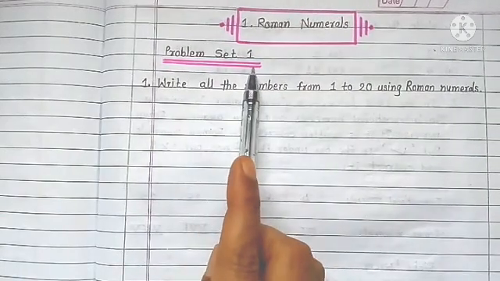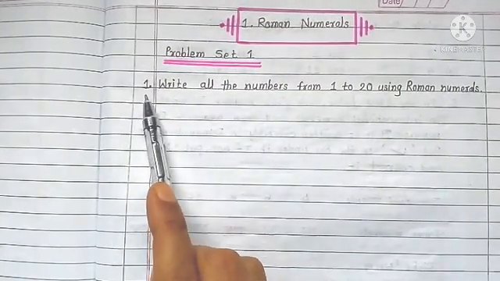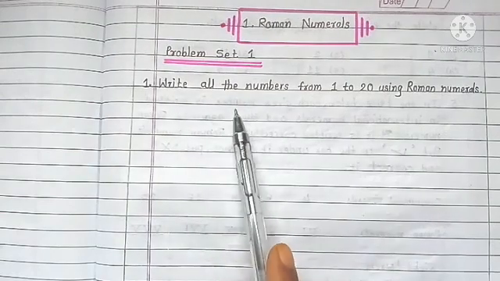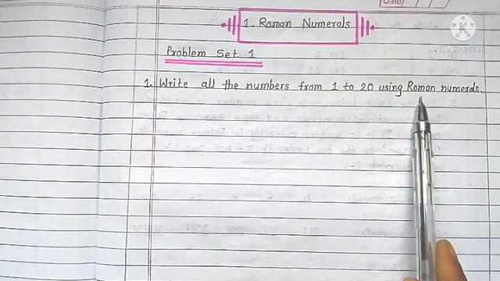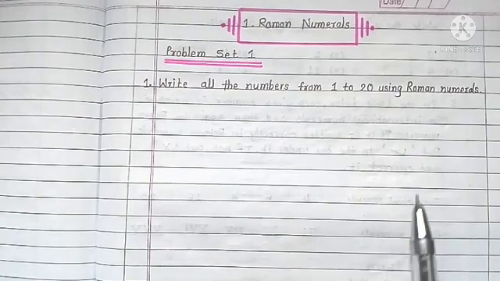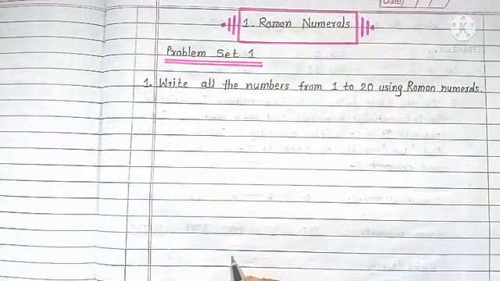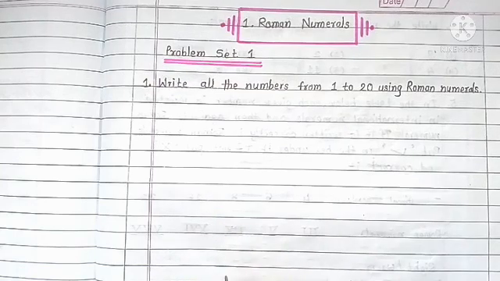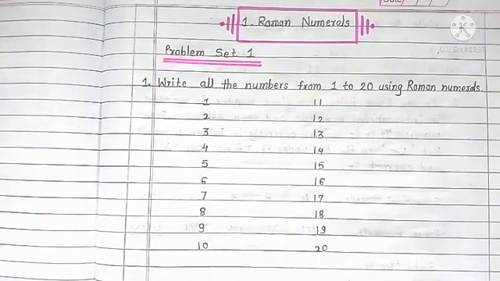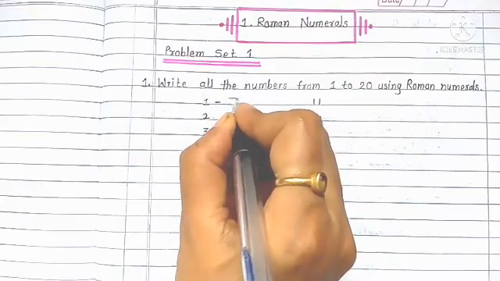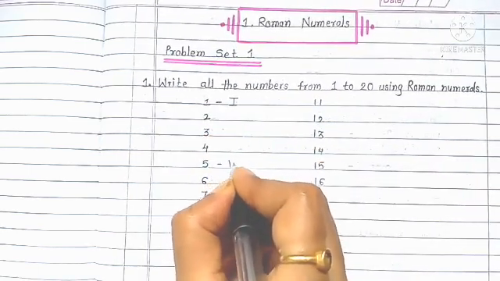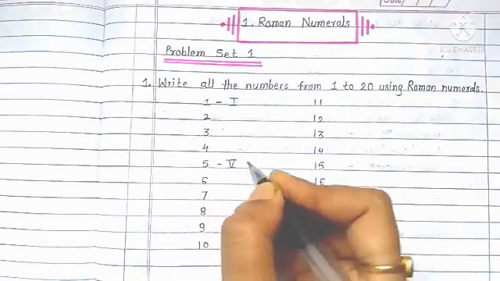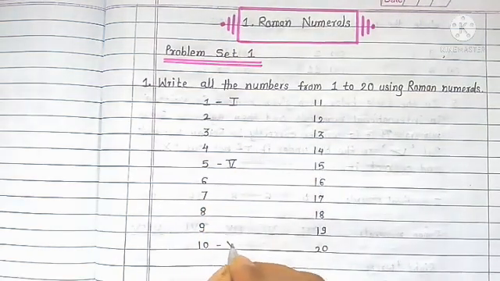Problem set 1. Question number 1. Write all the numbers from 1 to 20 using Roman numerals. For that, you first write the numbers 1 to 20. For 1, we use I. For 5, V. And for 10, we use X.